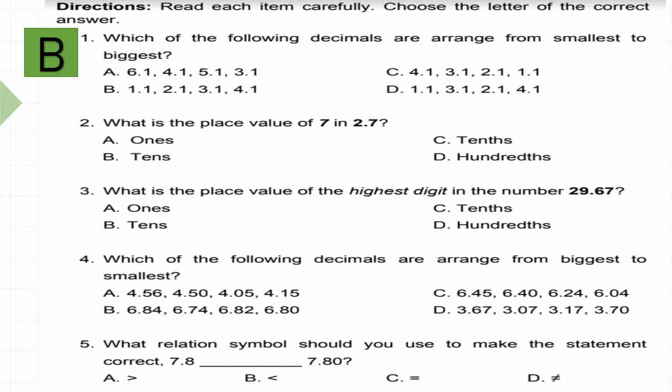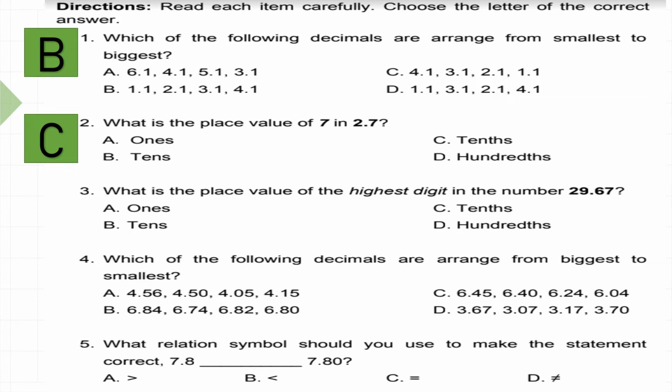Okay. Number 2. What is the place value of 7 in 2 and 7 tenths? Is it A, B, C, or D? Correct. So that is letter C. Tenths place, after the decimal point.